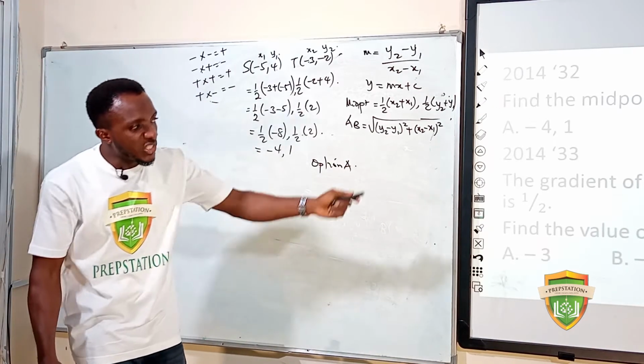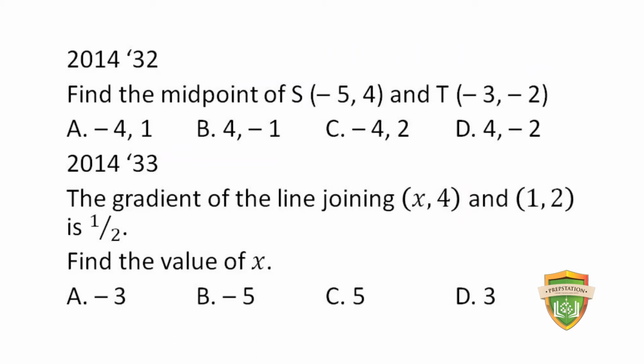Now very quickly, the next one, the gradient of the line joining x, look at those two coordinates. We already have the gradient given. We're told to find the value of x. Very simple. Now remember, let me help you.